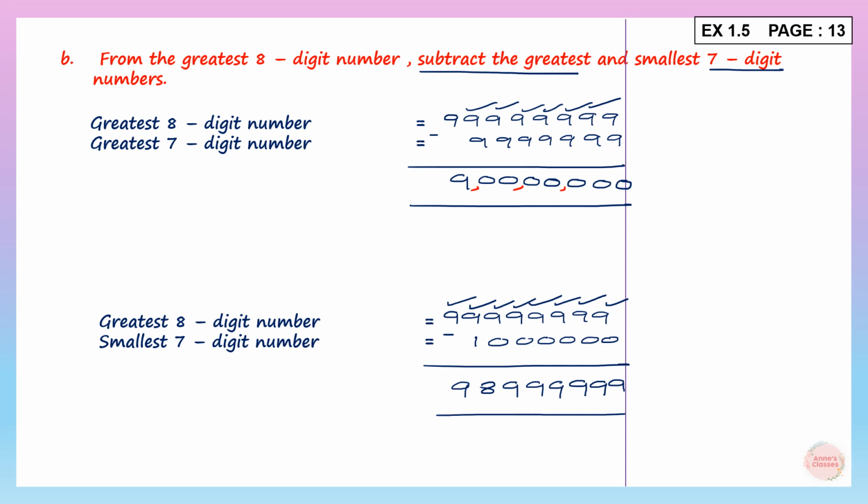Now place your commas: ones, tens, hundreds, thousands, 10,000s, lakh, 10 lakh, crore. So what do we have here? We have 9 crore 89 lakh 99,999. So with this, children, we come to the end of this exercise. Thank you, children.